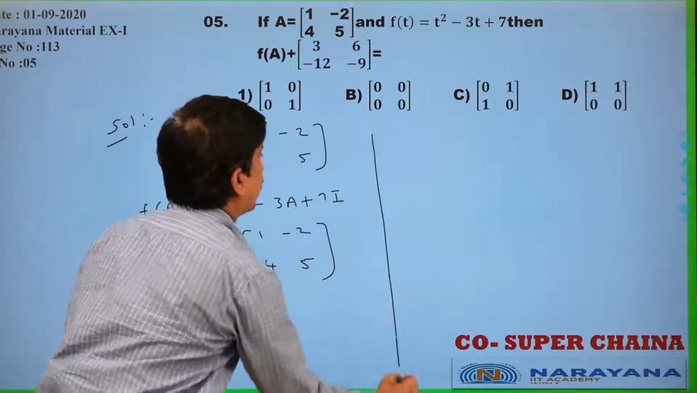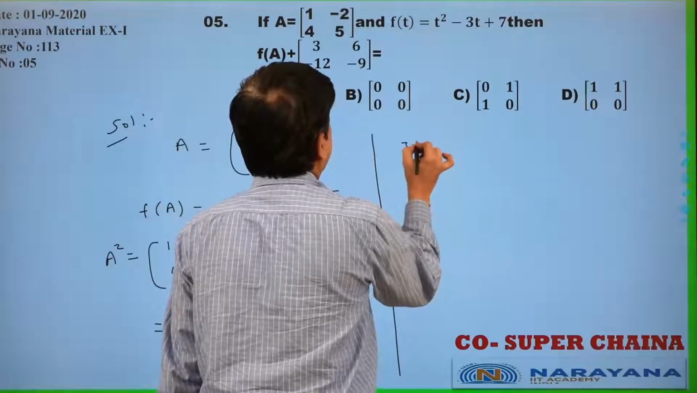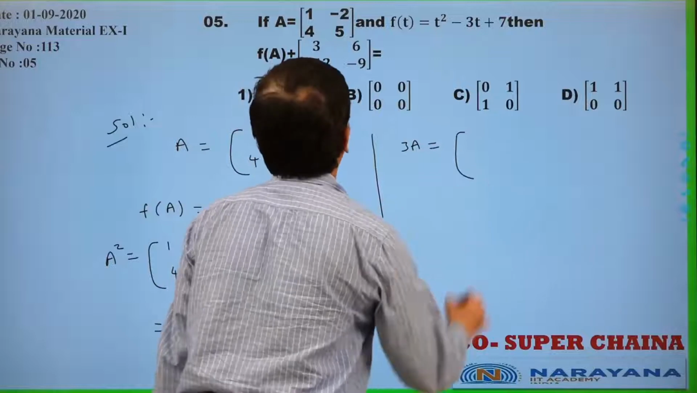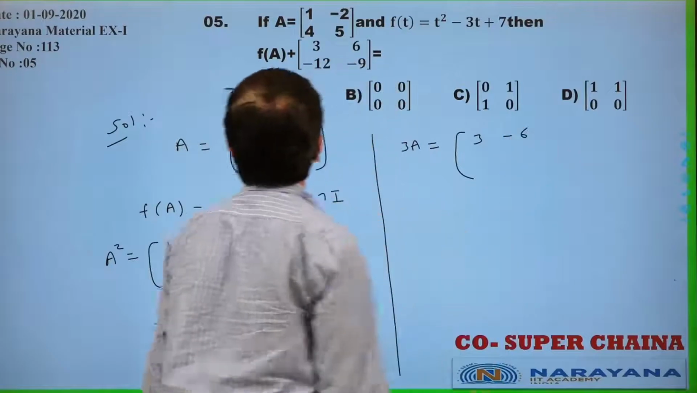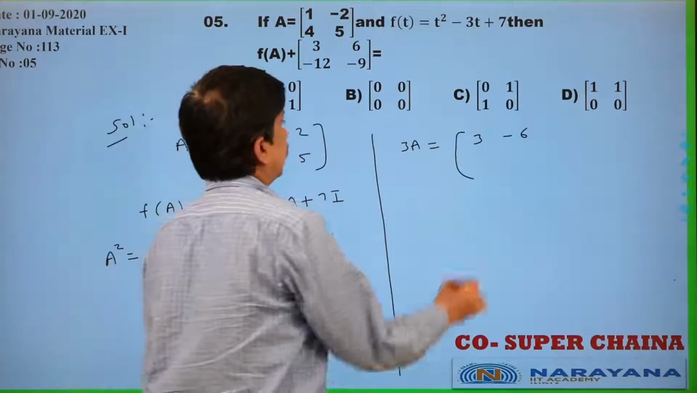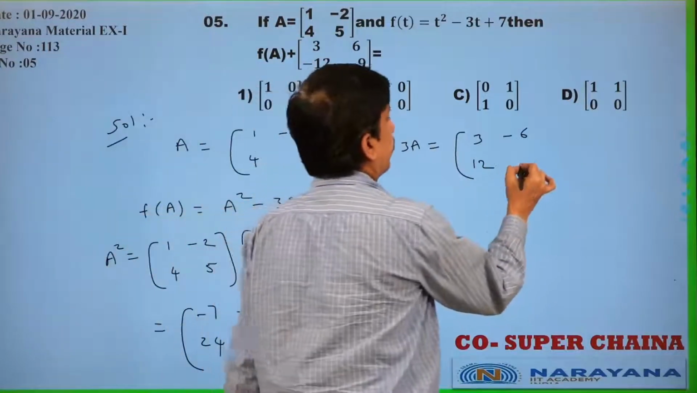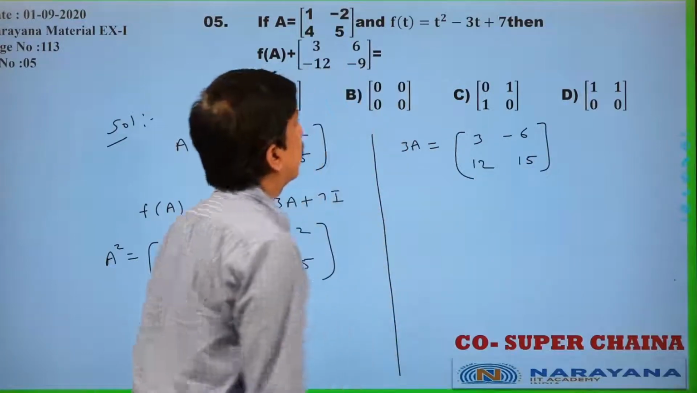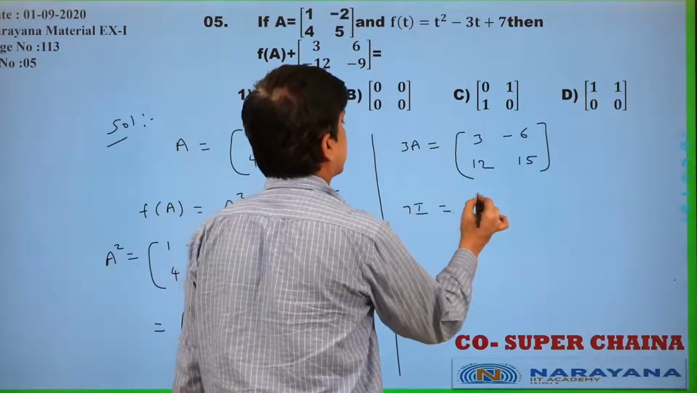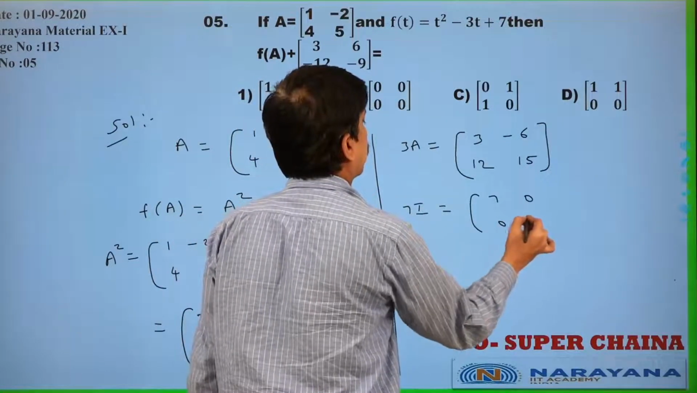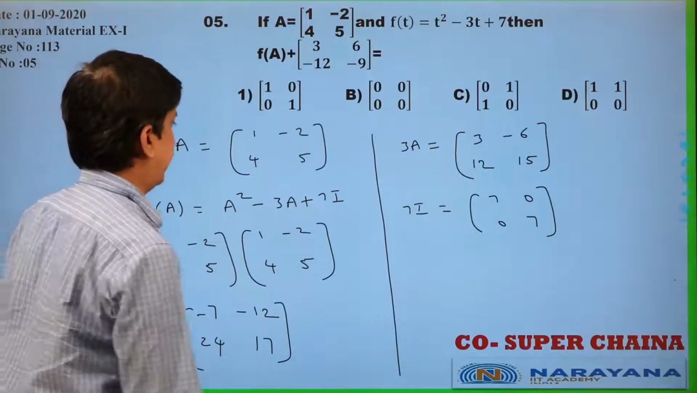Now I got A square, after that 3A. 3A means 3 into A, this is [3, -6; 12, 15]. Then 7I is there. 7I means [7, 0; 0, 7].